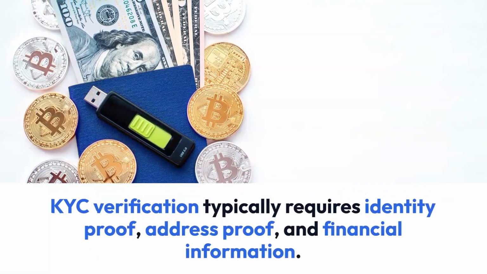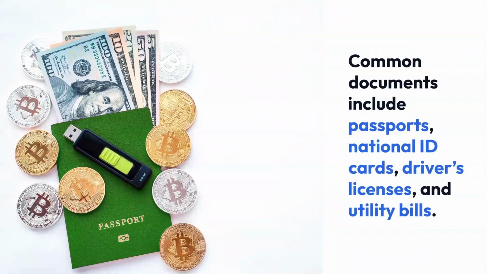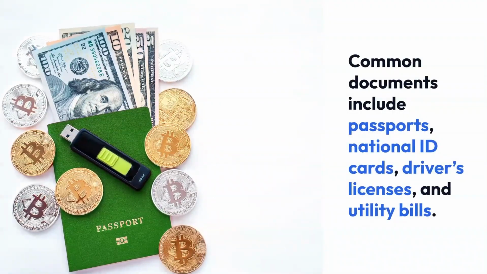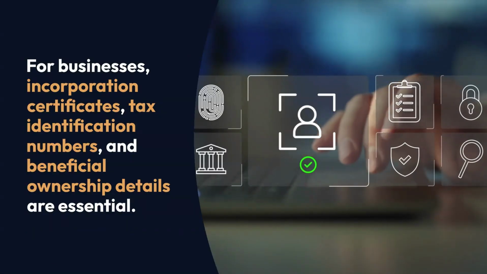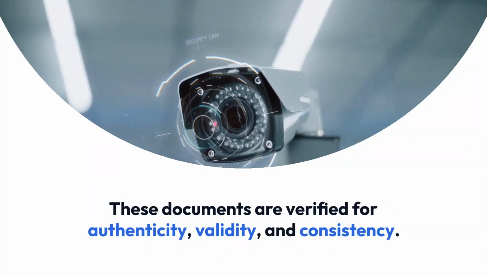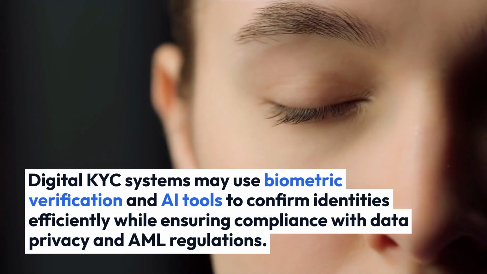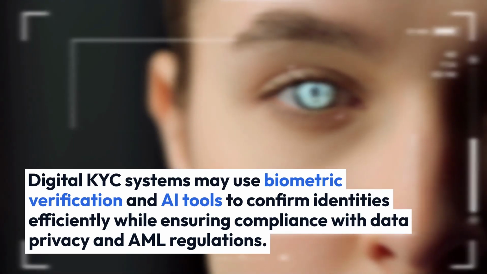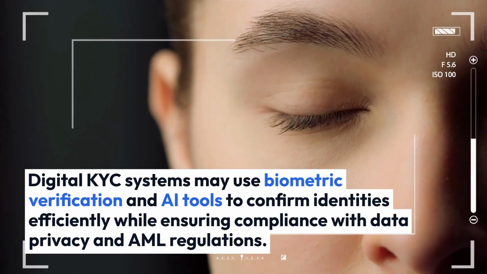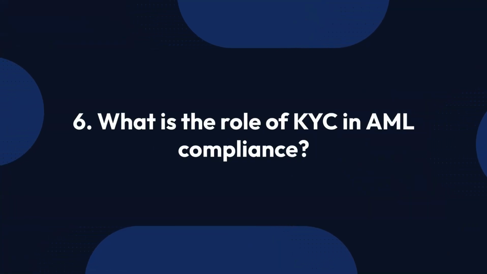5. What documents are required for KYC verification? KYC verification typically requires identity proof, address proof, and financial information. Common documents include passports, national ID cards, driver's licenses, and utility bills. For businesses, incorporation certificates, tax identification numbers, and beneficial ownership details are essential. These documents are verified for authenticity, validity, and consistency. Digital KYC systems may use biometric verification and AI tools to confirm identities efficiently while ensuring compliance with data privacy and AML regulations.